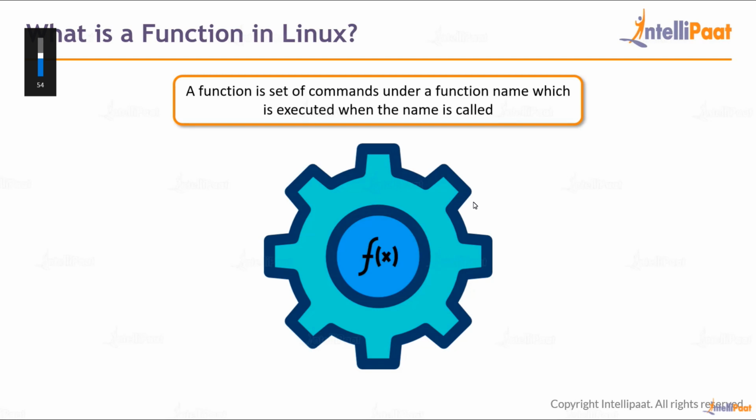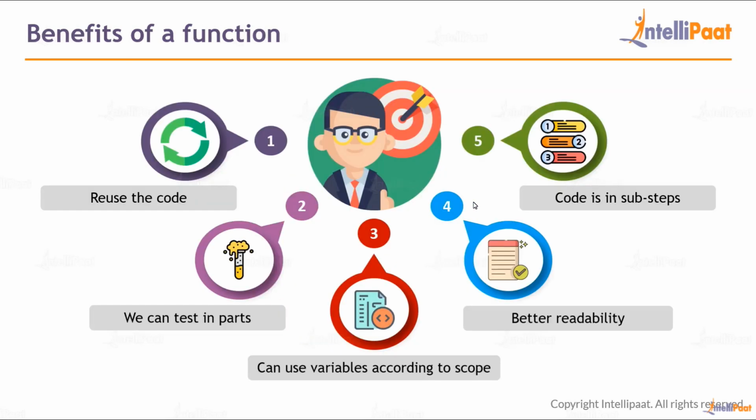So the difference between a shell script and a function is you can create a function in the shell itself. You don't need to create a file and then create a function inside that. You can create a function in the shell itself. You have a command for that as well. So now we'll look at the benefits of a function. So why can we use a function?